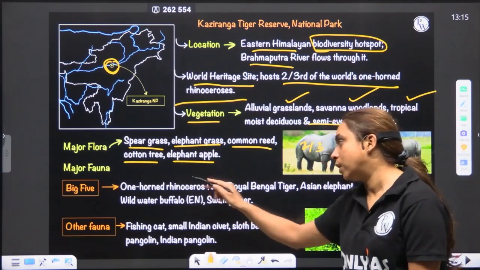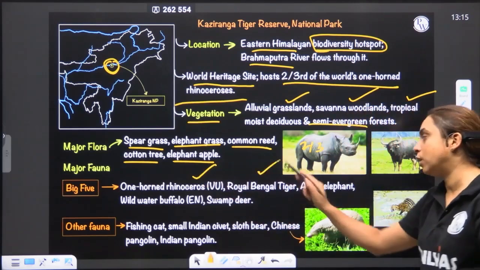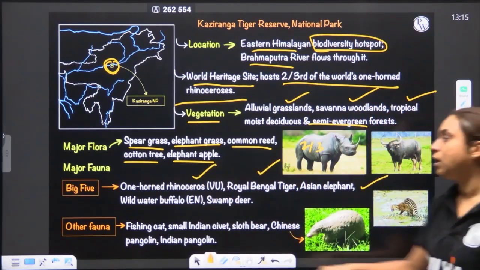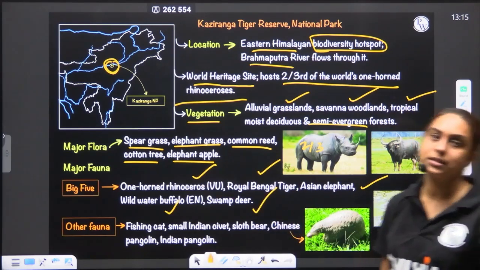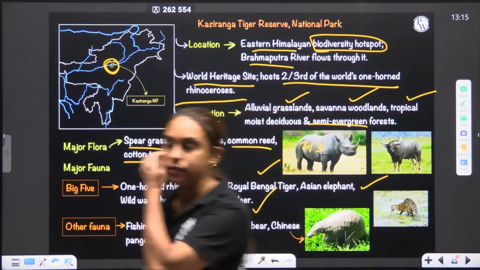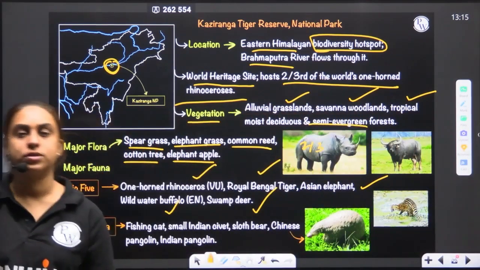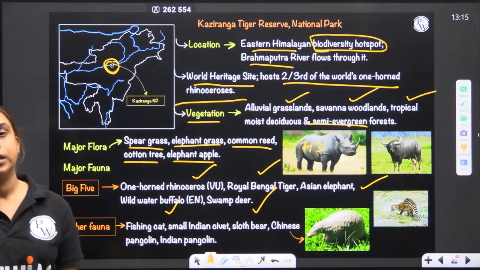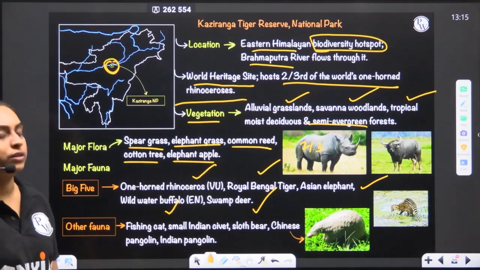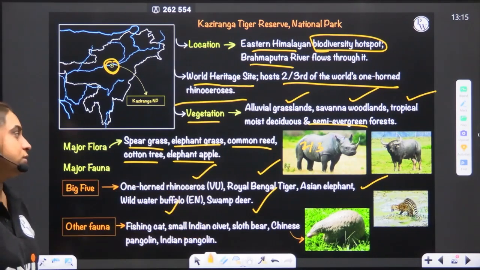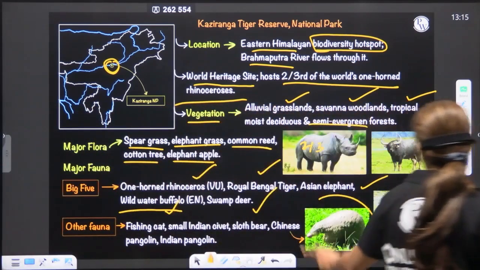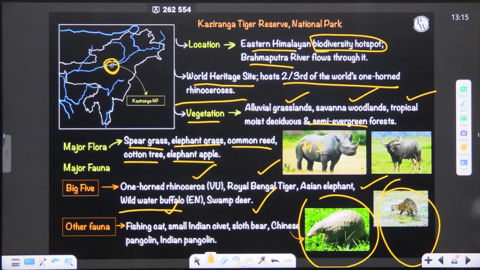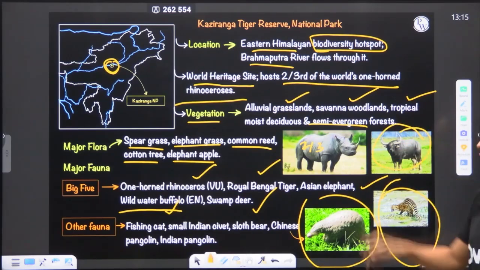You will have one horn rhino here, you have Royal Bengal tiger, you have elephant here, you have wild water buffalo and the swamp deer. So grasses hai to deer bhi hoga, elephant, you'll have deer, you'll have elephant, you will have rhinoceros, you will also have, because of the deer, elephant and other things, the tiger there, Royal Bengal tiger and wild water buffalo. Okay, you can see pangolin here, you can see feline cat here, you can see wild water buffalo. These are the rhinoceros.